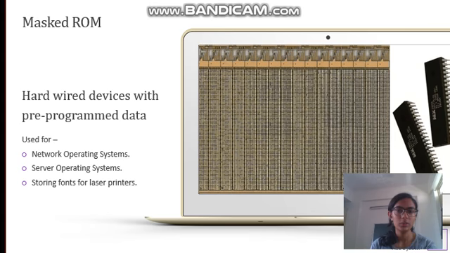So starting with the masked ROM, it is a memory chip that is manufactured with its content. These are inexpensive and are the very first ROMs, which were hardwired devices that contain a pre-programmed set of data instructions. They are used in network operating systems, server operating systems, or storing fonts for lasers, etc. The disadvantage with the masked ROM is that design errors are costly.